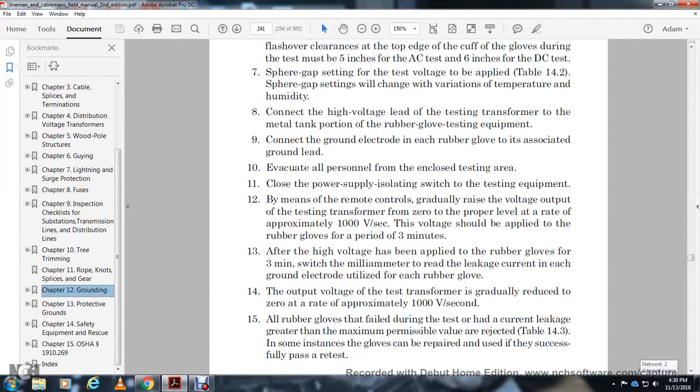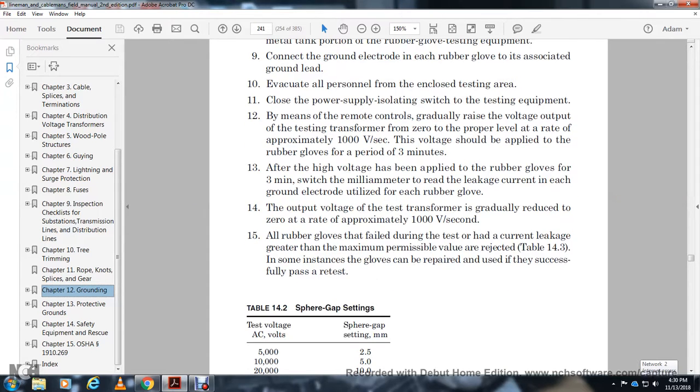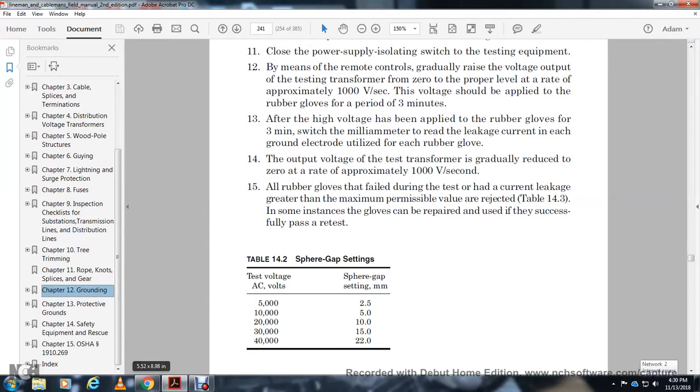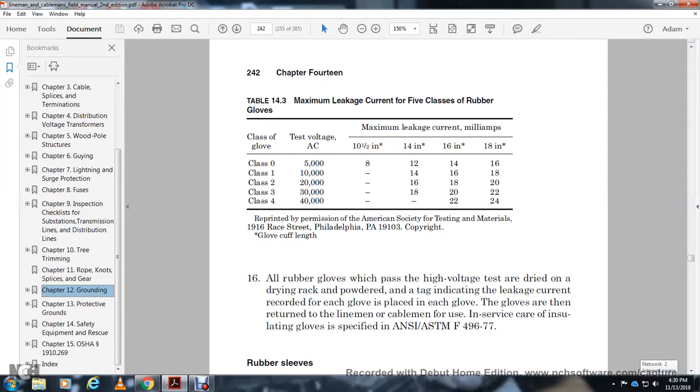Table 14.2 serves with the sphere gap the test of AC volts in the sphere with the gap setting in millimeters. Maximum leakage current with the 5 classes level of the glove with the 0 class under 4. Tested voltage 5,000, 10,000, 20,000, 30,000, 40,000. Minimum leakage current in milliamps 10.5, 14 inch, 16 inch, 18 inch.